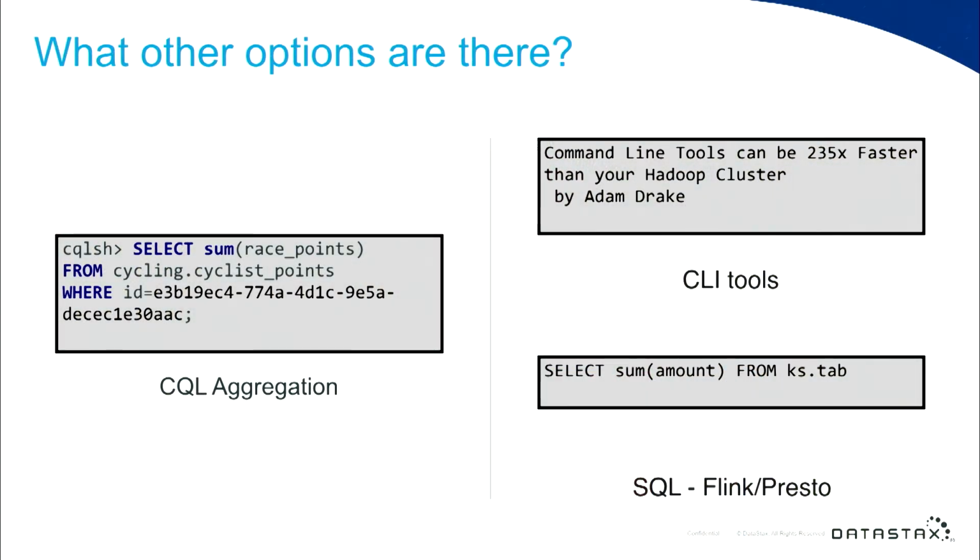Anyway, so those options look a little bit like this. This is just an example of doing an aggregate in Cassandra using a Cassandra aggregation function. As long as my race points are within the same Cassandra partition, I can do an aggregation over them.